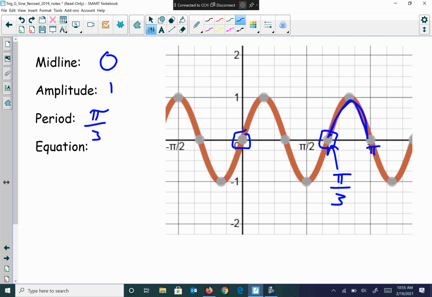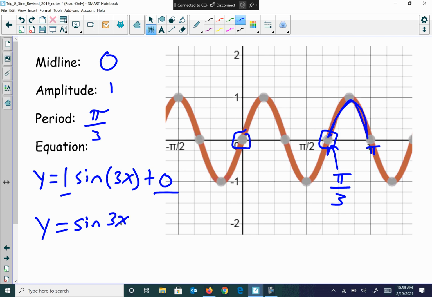So my equation is y equals, my amplitude's 1, so I get 1 sine. How many times did I say this was going to happen between 0 and 2 pi? 3 times. And then my center line, my midline, is this. You can clean this equation up a little bit. You don't necessarily have to have the 1 and the 0 put in there. You can just write this. So what this means is it does this 3 times between 0 and 2 pi, which is our normal cycle.